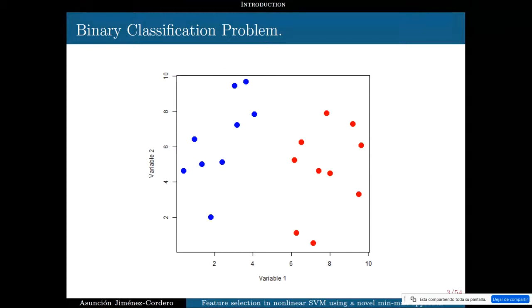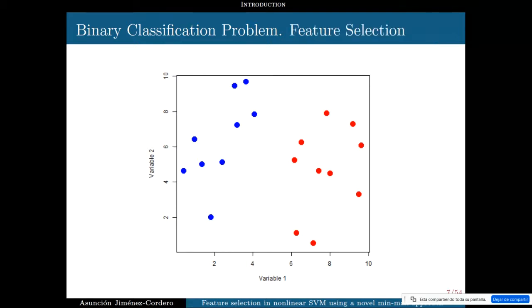So, in this talk, I'm going to talk to you about the binary classification problem, which is very simple. We just have two different groups, in this case the blue dots and the red ones, and we want to find a linear classification rule in such a way that when a new individual comes, we are able to know to which class it belongs. So in this case, it's clear that it belongs to the blue class.